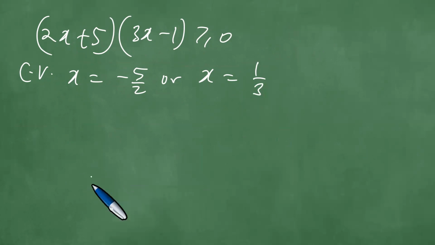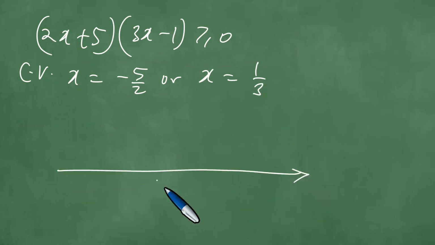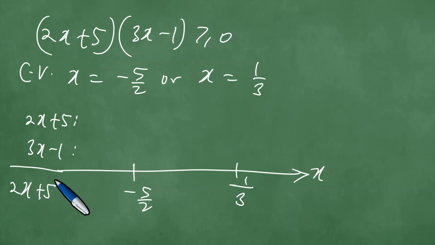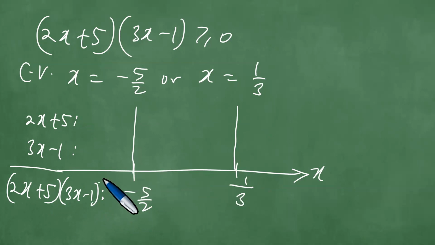And like we did before, we position everything on the number line. We put the negative number first because minus 5 over 2 is negative, and then we put 1/3 afterwards, and we put x there. We put 2x plus 5 here, and 3x minus 1, and 2x plus 5 into 3x minus 1. So less than minus 5 over 2, any negative number, maybe minus 100. If you put it here, this is going to be negative, like minus 10. 3 by minus 10 is minus 30, minus 1 is minus 31, negative.